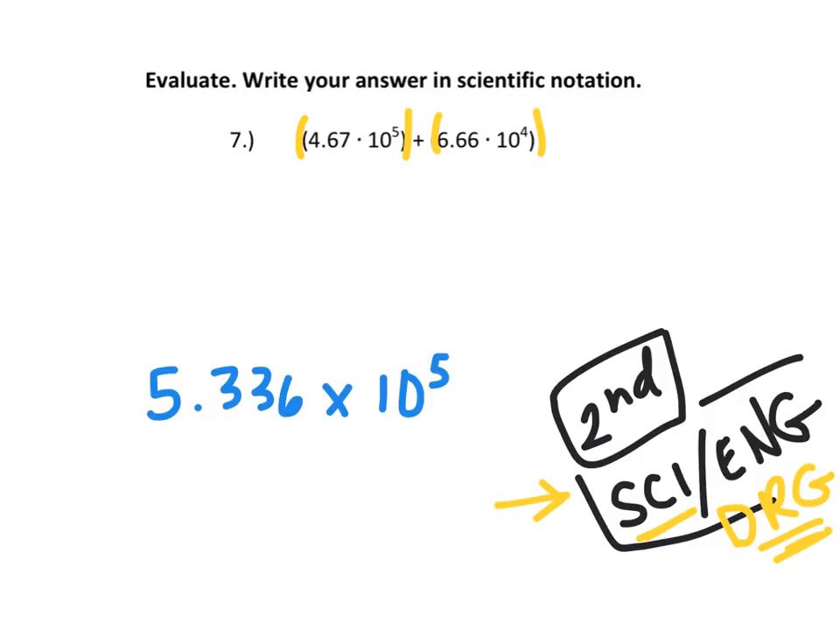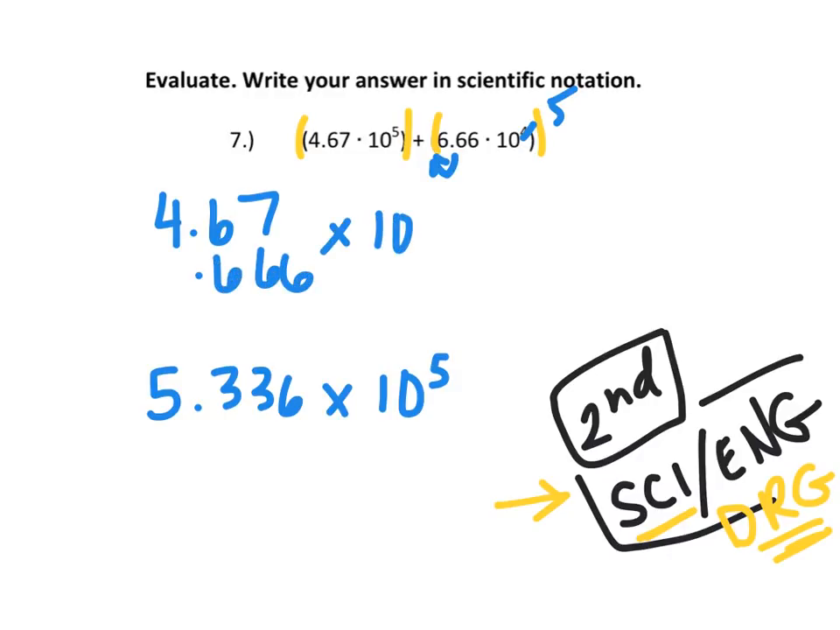I could also do this by hand by moving my decimal over 1 and changing this to the 5th power, and then carefully lining up my decimals and you keep the 10 to the 5th power. And this also gives us the same answer, 5.336 times 10 to the 5th. A third way would be to put everything in standard form, add them normally, and then put them back into scientific notation.